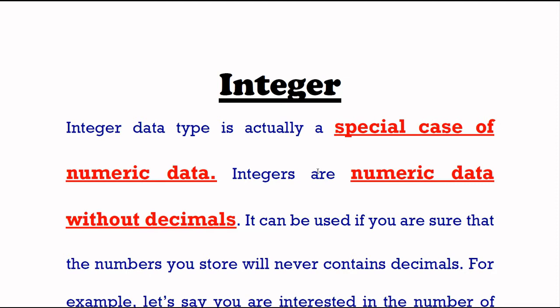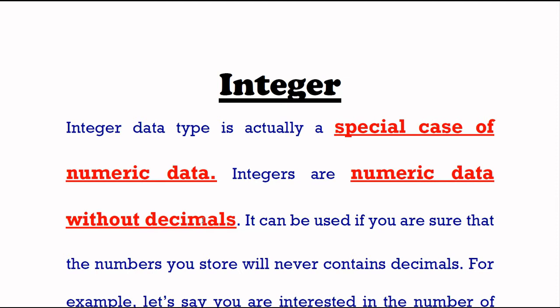Integer data type is actually a special case of numeric data. Integers are numeric data without decimals. The important point is numeric data without decimals. As we discussed in my previous video about numeric data, numeric data constitutes two types of data. One is whole numbers like 1, 2, 3, minus 1, 2, 3, 5 and so on, and numeric data also constitutes decimal points like 1.1, minus 1.1, 5.5, minus 5.7.